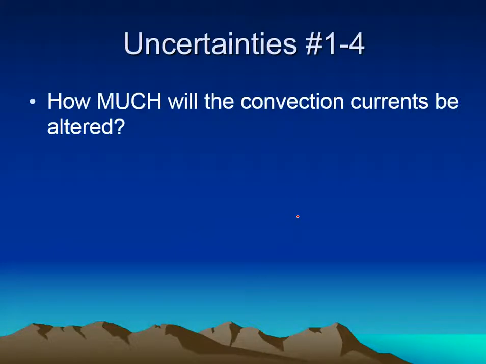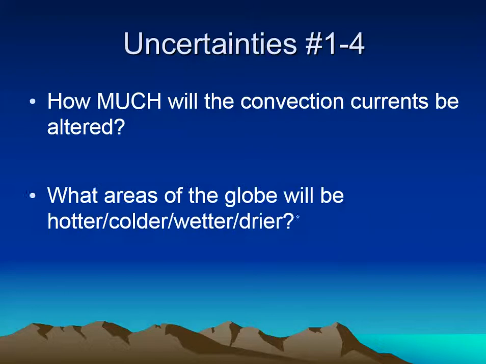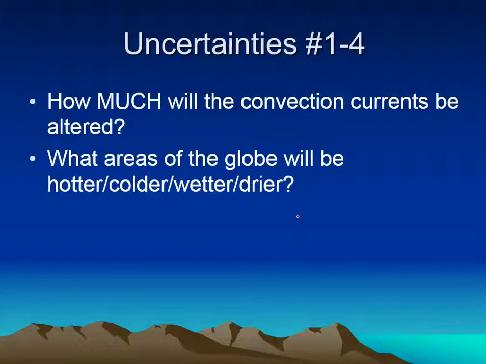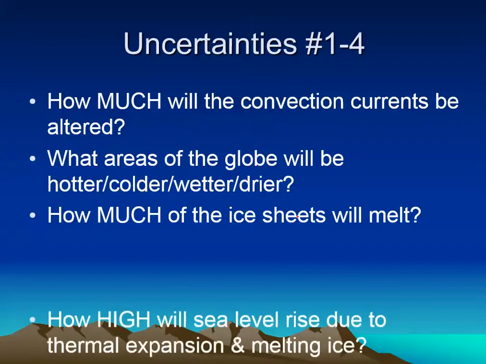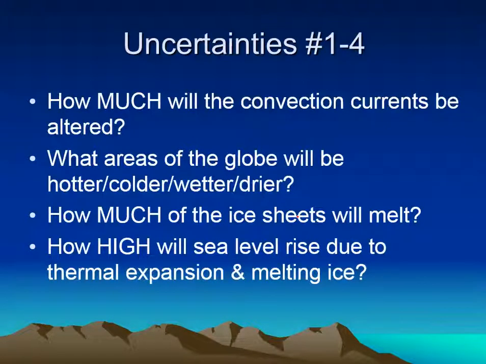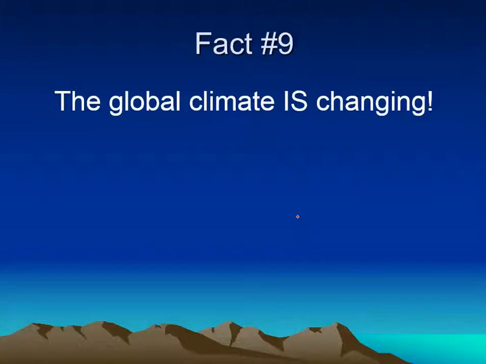All right, so yes, there are definitely uncertainties. I cannot tell you, nobody can tell you with certainty how much the convection currents and convection cells will be altered. No one can say with pinpoint preciseness what areas of the globe will specifically be hotter, colder, wetter, drier. How much will the ice sheets melt? How high the sea levels will rise due to thermal expansion of water in the ocean and the melting ice. The degree of that is uncertainty, however. Unfortunately, it is a fact that the overall global climate is changing.